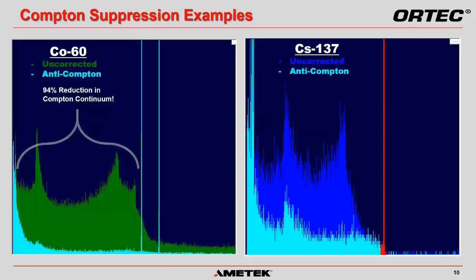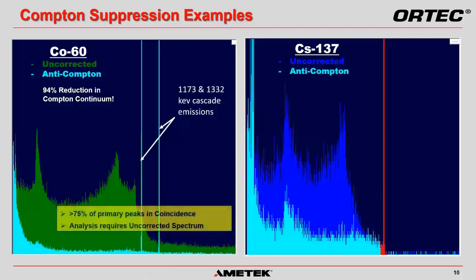But since the 1173 and 1332 keV peaks are emitted in cascade nearly every decay, we also reduce the primary photopeak areas by 75% in this system because the coincidence detection is basically the same as a Compton scattering event to our system. A different size or material veto detector could result in even greater reduction in the primary photopeaks due to better detection efficiency for these fairly high energy photons. Nuclides with cascade photoemissions like cobalt-60 require the full or uncorrected spectrum for accurate activity quantification.